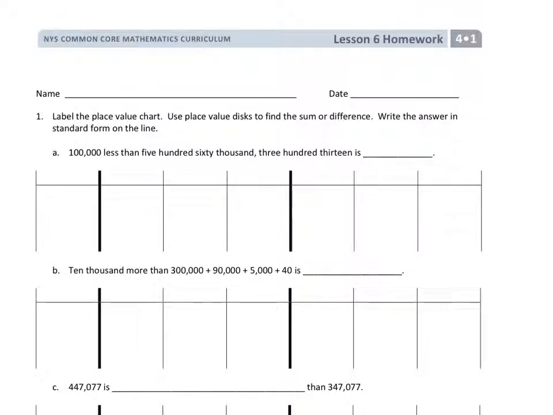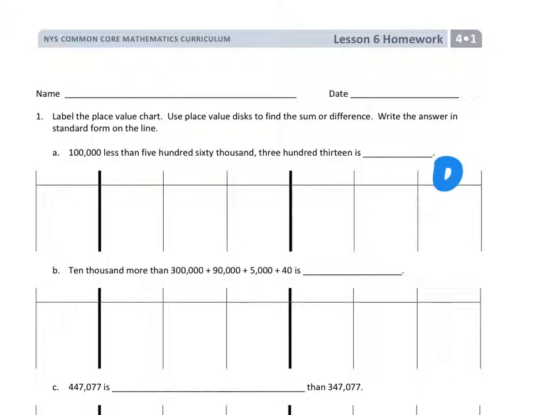Tonight's homework for 1.6 students are going to be working on changing place value by 1,000, 10,000, or 100,000 more. We practiced this today in class by thinking about place value and using place value discs. So the first thing that students want to do is they're going to want to label the place value chart.